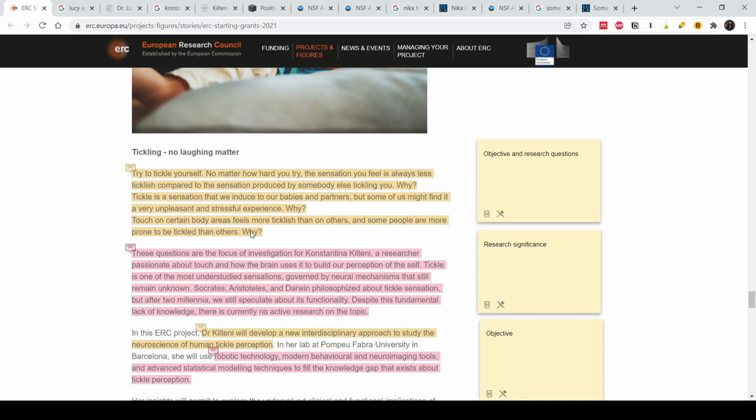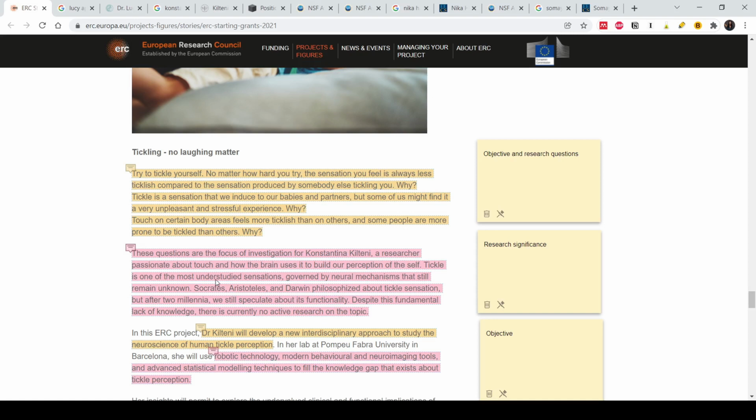So now let's look at the next part. These questions are the focus of investigation for Constantina Kioteni, a researcher passionate about touch and how the brain uses it to build our perception of the soul. Tickle is one of the most understudied sensations, governed by a neural mechanism that still remains unknown. Socrates, Aristotle, and Darwin philosophized about tickle sensation, but after 2 millennia, we still speculate about its functionality.